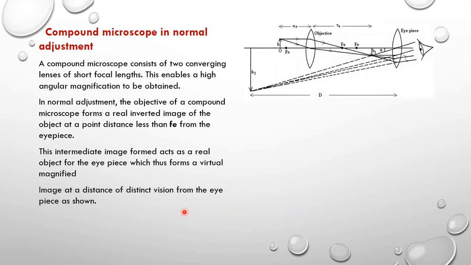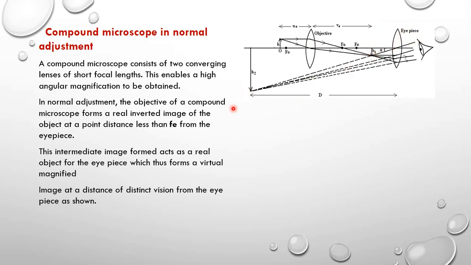So this is the object at O, there is an intermediate image here of height h1, and that intermediate image is at a distance less than Fe from the eyepiece. This is Fe, the distance from here up to here is Fe. And this intermediate image acts as the object for the eyepiece.